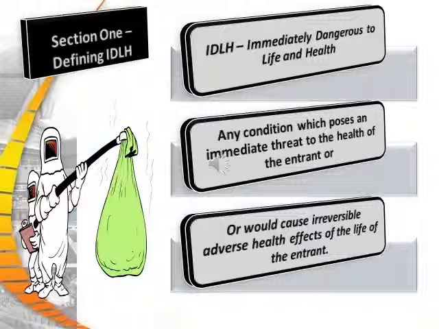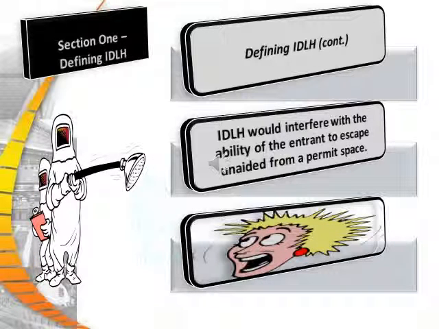IDLH, immediately dangerous to life and health, is any condition which poses an immediate threat to the health of the entrant or would cause irreversible adverse health effects to the life of the entrant. IDLH would interfere with the ability of the entrant to escape unaided from a permit space.